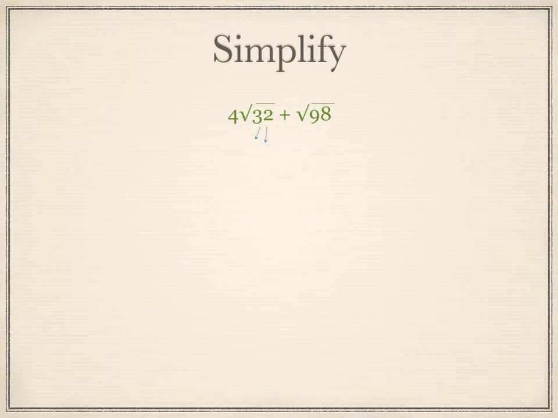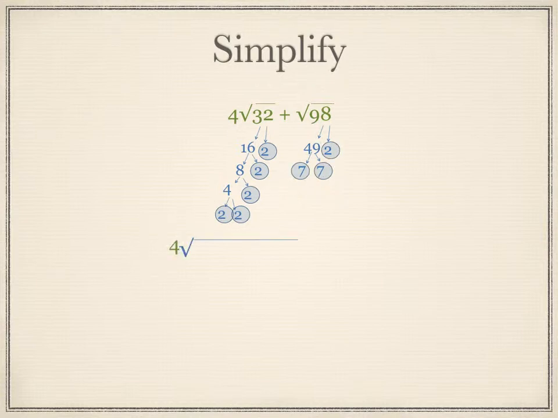So we're going to break down the 32 to 16 and 2, break down the 16 to 8 and 2, break down the 8 to 4 and 2, break down the 4 to 2 and 2. So now we've got all our prime numbers. Break down our 98 to 49 and 2, break down the 49 to 7 and 7. Got it as a product of primes.